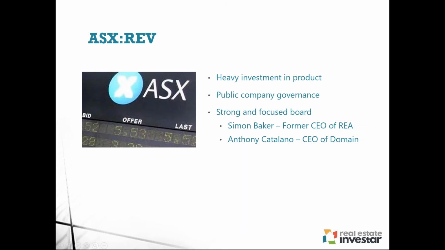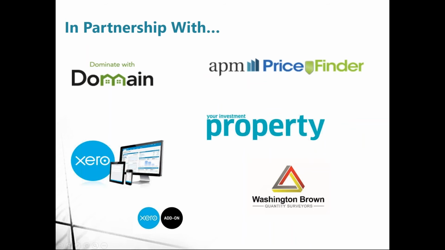Now, we don't do this all on our own. We do partner with other companies who specialize in different areas to help property investors. So we do have a partnership with Domain. We provide a lot of data to Your Investment Property magazine. Most of our sales data comes from APM Price Finder. For those that have heard of Xero, an accounting platform, we partner with them from a tracking point of view to help our investors manage their cash flow, and also when it comes to tax time, make it easier to get all your reports and copies of receipts and invoices out. And Washington Brown is another example of a company that specializes in depreciation reports.